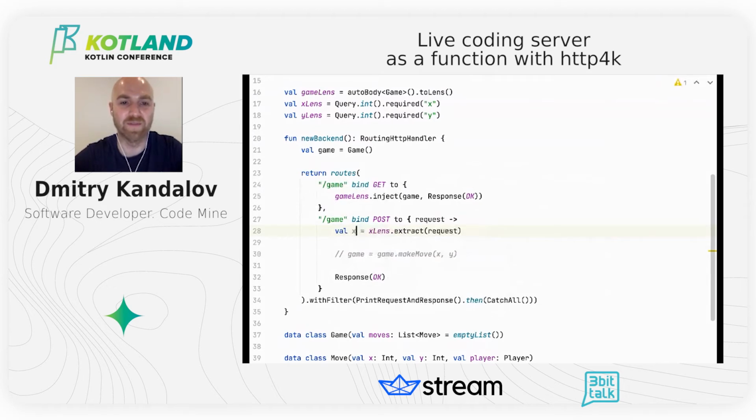And if the lens fails, it will throw an exception, which, like in the real world, we would handle with some filter. Now that we have x and y, we can maybe make the game a variable, and we can create a make move function. We'll create it as a function on the game itself.